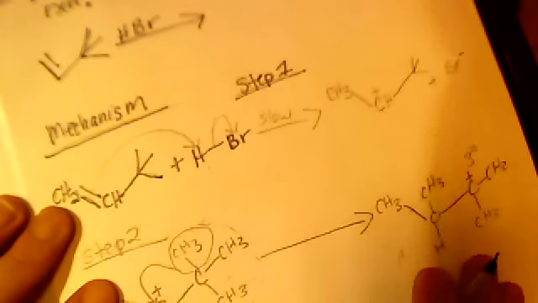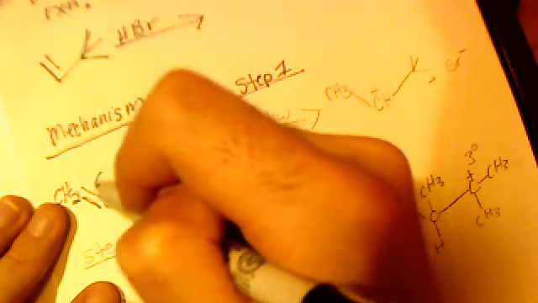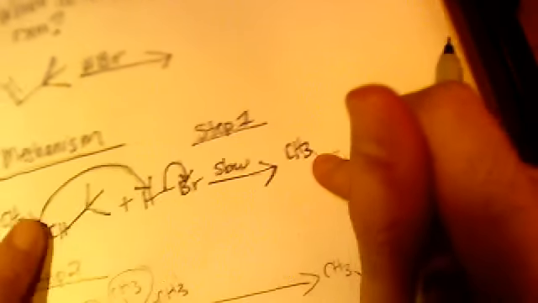Alright, so we're adding hydrogen bromide. So the first step that's going to happen is the pi bond here is going to act like a nucleophile and give both of its electrons to hydrogen, which is acting like an electrophile. And this bond will break. Bromine will break off as an anion. So this is the slow step. So we're left with CH3. Notice that the H went here.